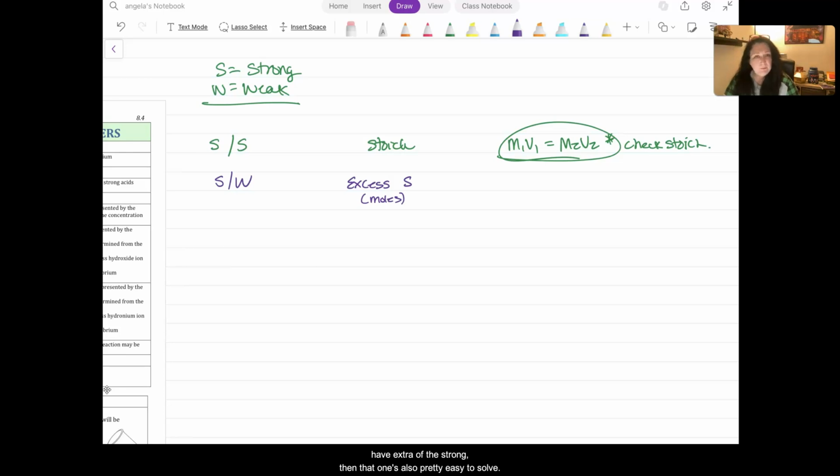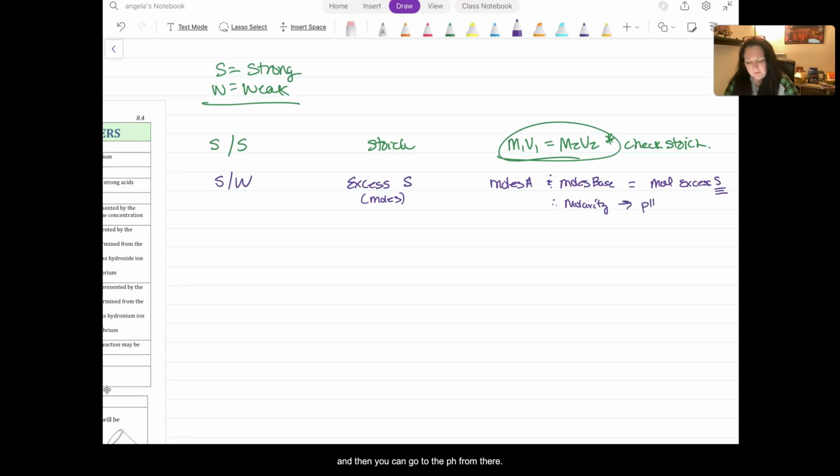pretty easy to solve. You're going to find your moles of acid and moles of base. And when you do that, you will just subtract them, and you will equal the moles of excess strong. And then once you have the moles of the excess strong, we're going to do one of these in just a minute, so don't get too upset if you're not following. Then once you have the moles, then you'll go to the molarity, and then you can go to the pH from there.